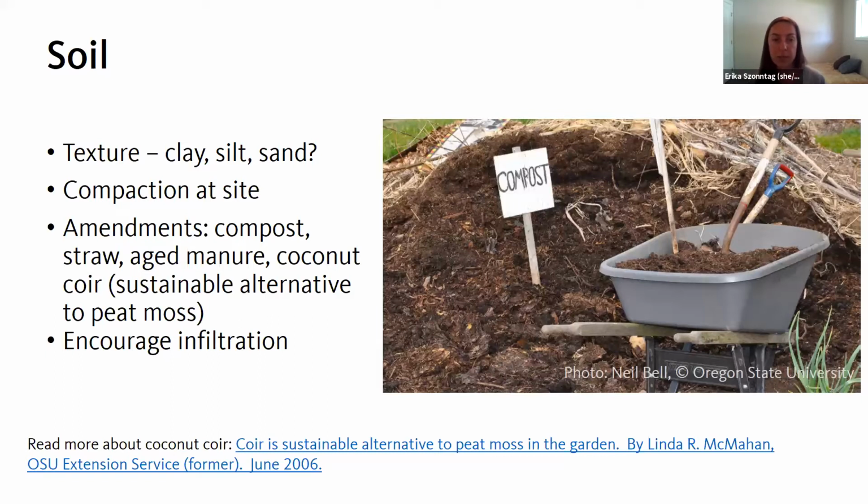So if you're looking to increase organic matter, you can add compost. And if you want to increase porosity, like if you've got a lot of clay, you can add some coconut coir or compost as well. Coconut coir is a sustainable alternative to peat moss. And if you want to learn more about it, I put a little article at the bottom here for those of you who are interested in reading.